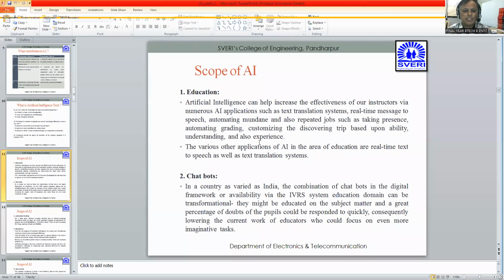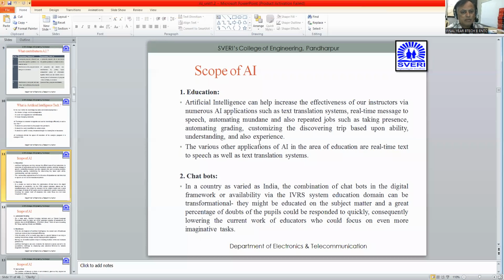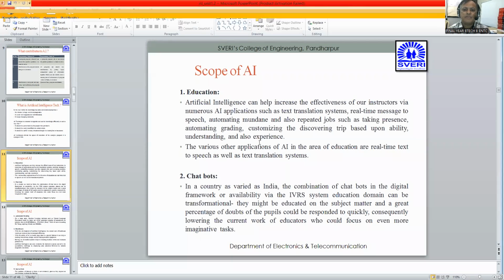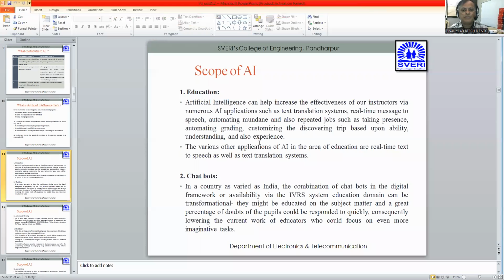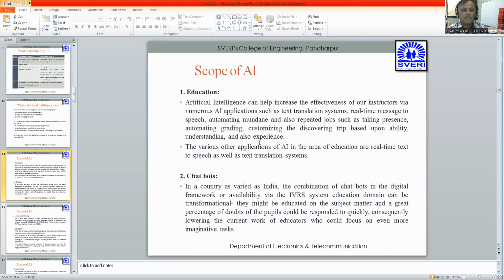First is education. The artificial intelligence can help the effectiveness of instructors. How? It can be done through text translation systems, real-time text to speech, automating mundane and repeated jobs like taking attendance, automatic grading, and customizing the discovery tree based on the ability, understanding, and also the experience. So you can automate the things that are completely repeated. So artificial intelligence can be used there.